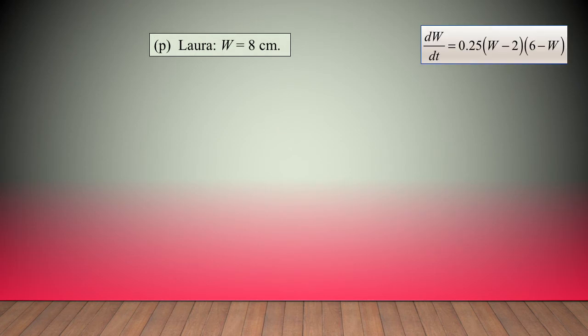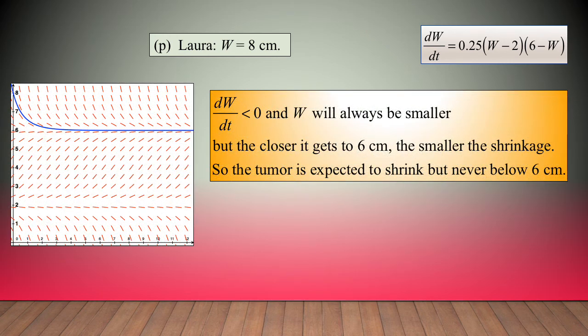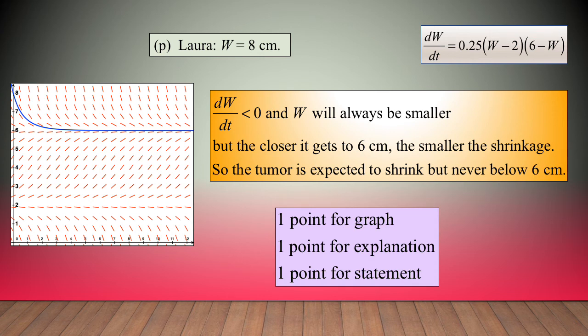Part P refers to Laura, whose initial tumor size is 8 centimeters. dw/dt is less than 0, and therefore w will always be smaller. But the closer the tumor size gets to 6 centimeters, the smaller the shrinkage. So the tumor is expected to shrink, but never below 6 centimeters. As before, 1 point for the graph, 1 point for the explanation, and 1 point for the statement.